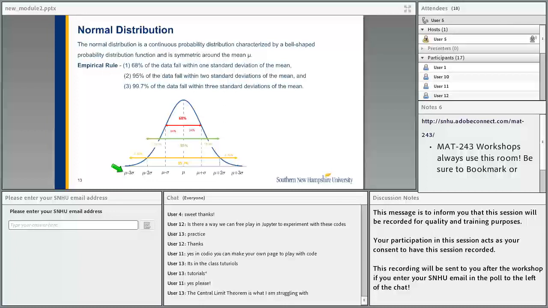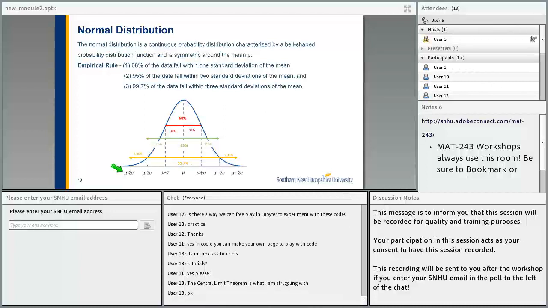Yes, I hope I can get to the central limit theorem, but let's see how much we can cover in the next few minutes.